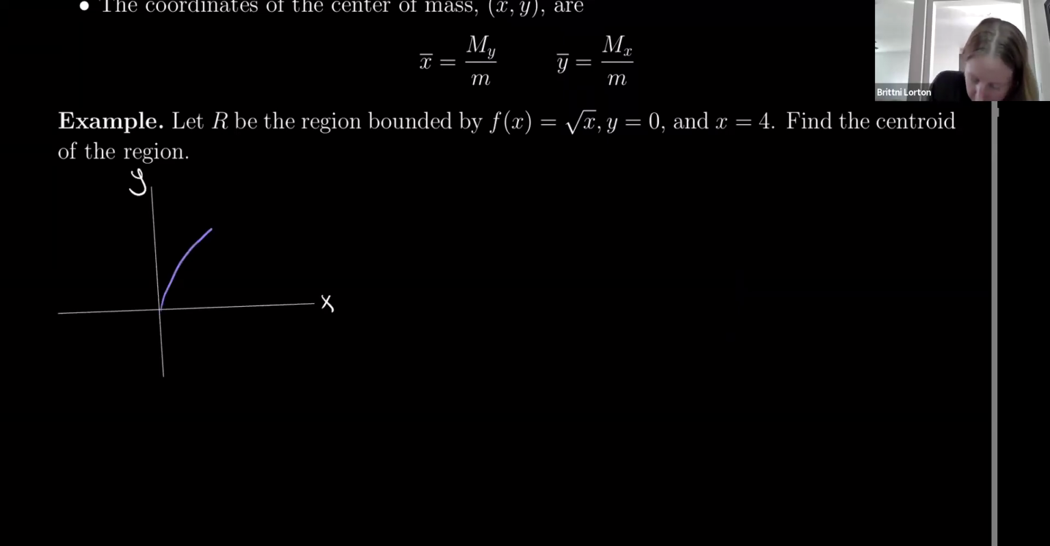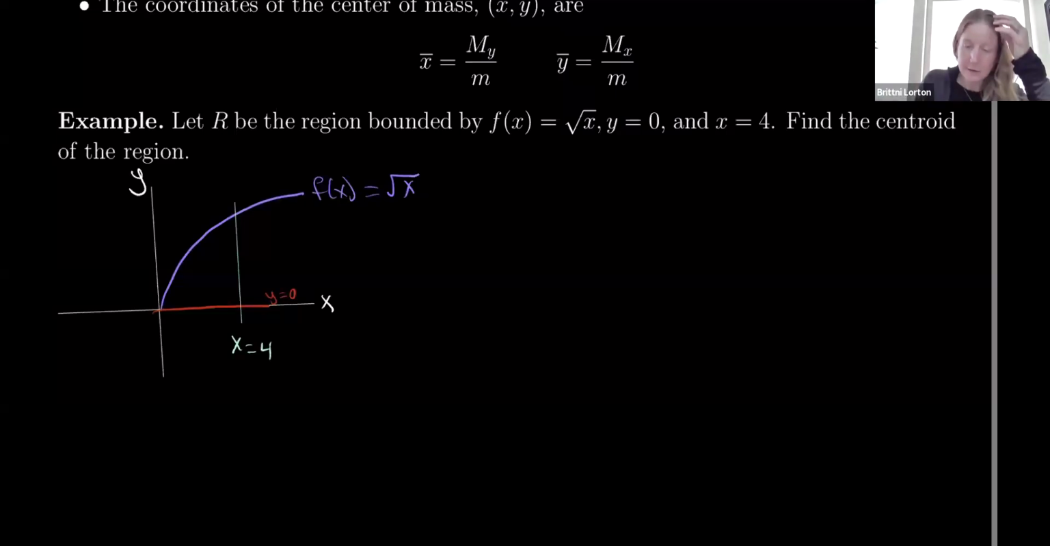Square root of x function looks like this. Here is my f of x equals the square root of x. Y equals 0 is the x-axis, so that's easy enough to draw. I'll just draw that, that was my y equals 0. And then x equals 4, remember, x equals a number is a vertical line, y equals a number would be a horizontal line. So it looks like my shaded region, just like we were doing earlier in chapter 2, is this guy.